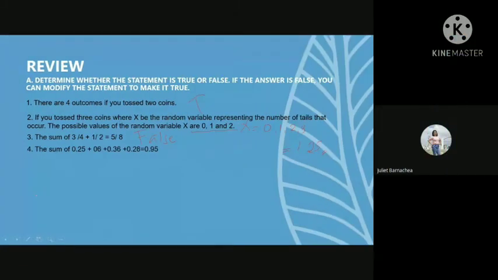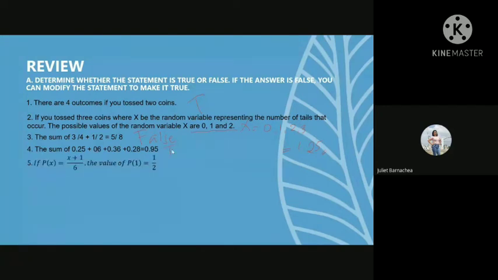Let us have the next. 0.25 plus 0.6, wait, I think I made a mistake there. It is 0.6. 0.25 plus 0.6 plus 0.36 plus 0.28 equals 0.95. True. Number 4, true. Mansanas is correct. Apple. Yes, Apple is correct. Next. The answer here is true.